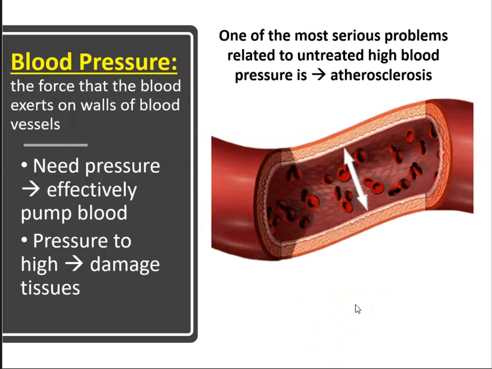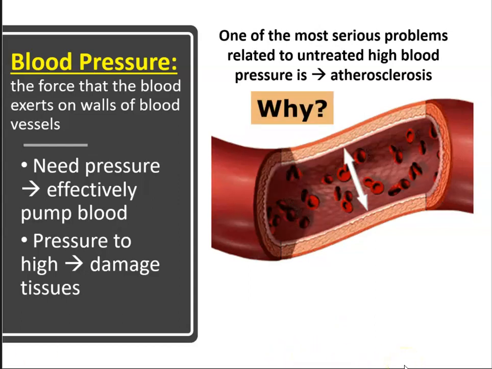Now, blood pressure is the force the blood exerts on the walls of the blood vessel. We need blood pressure to effectively pump blood. However, if the pressure is too high, it can damage tissues. So one of the most serious problems related to untreated high blood pressure is atherosclerosis. Now, why is that?